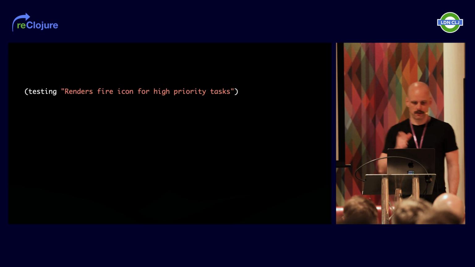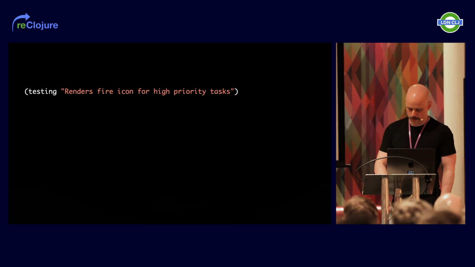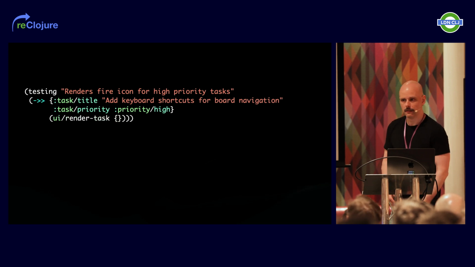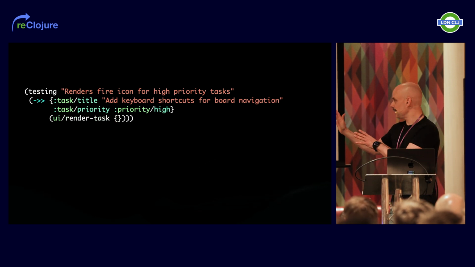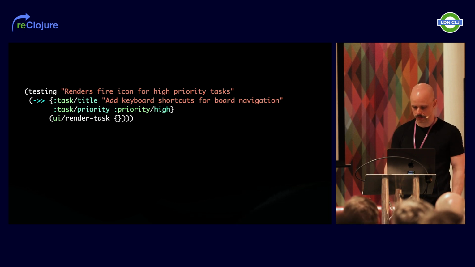So high priority tasks should be rendered with a fire icon. Once again, I grab some sample data, pass it to my render function. But this is a future version of a render task that returns hiccup using aliases. And it looks like this.